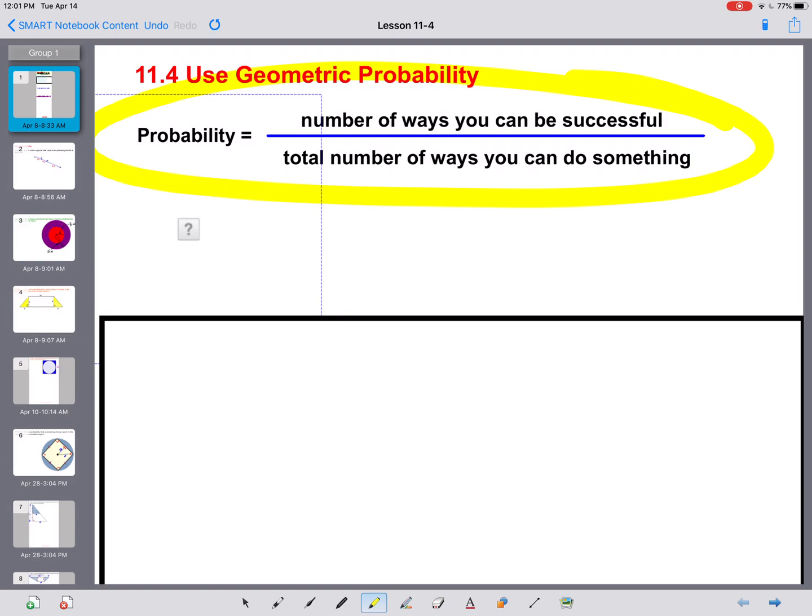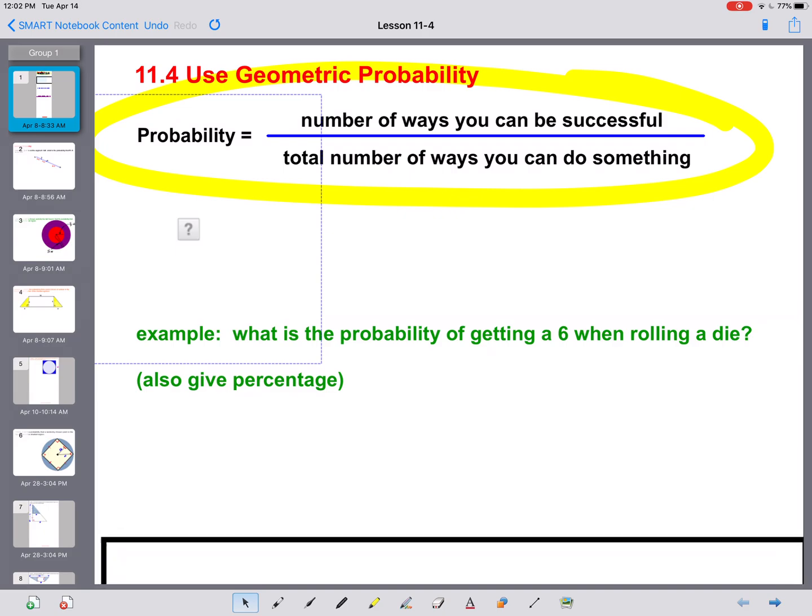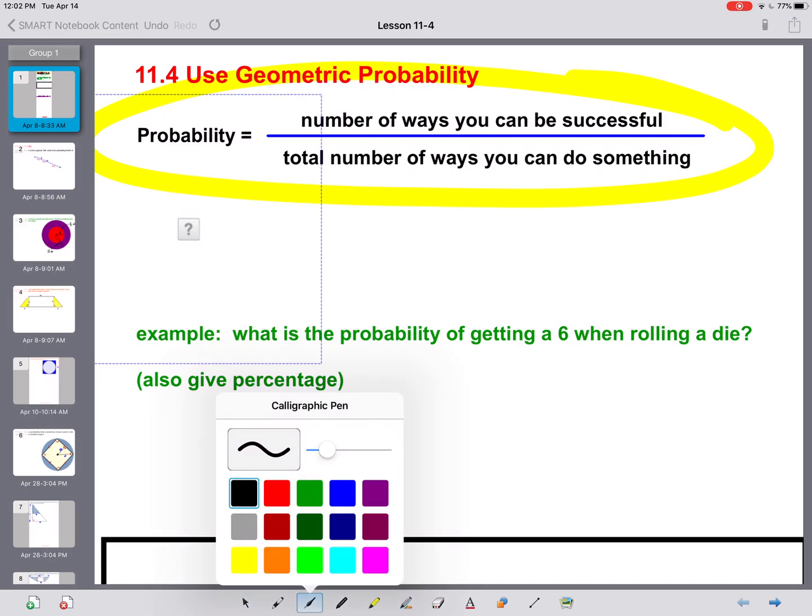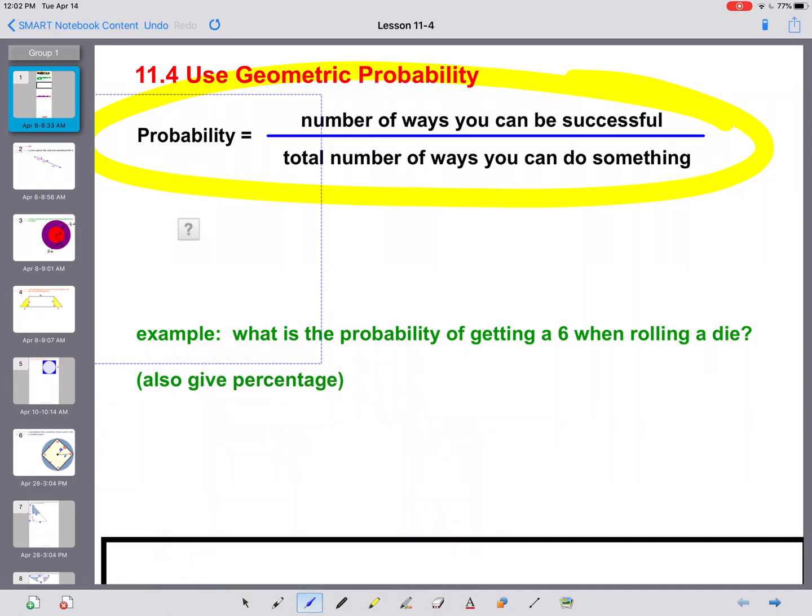Okay, now what do you mean by that? Well, let's look at some problems here. There are 5 slides today, and this first slide is just an intro about probability. Let's look at this first one. What is the probability of getting a 6 when rolling one die?